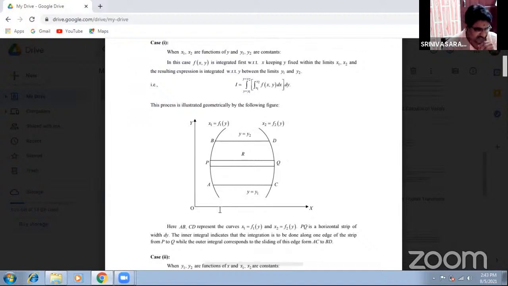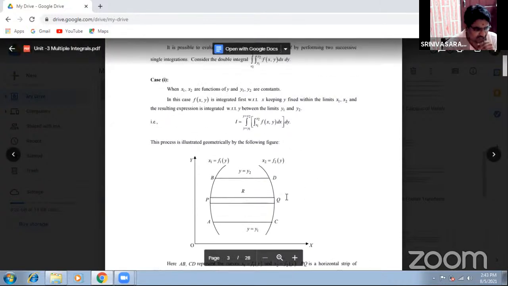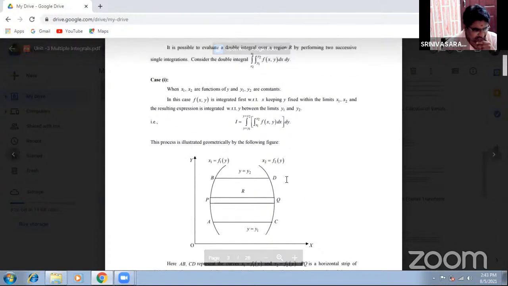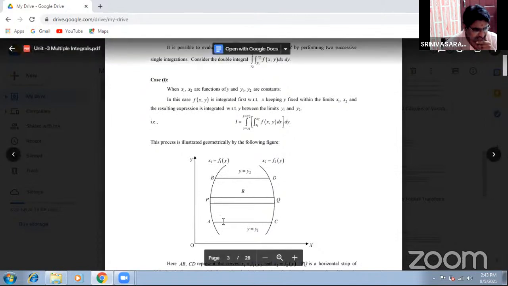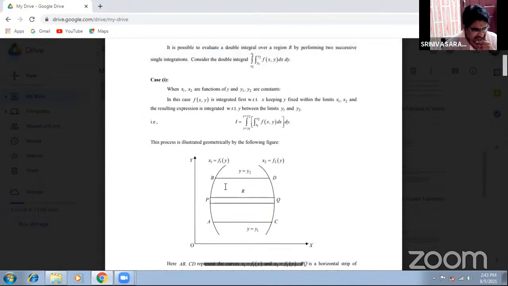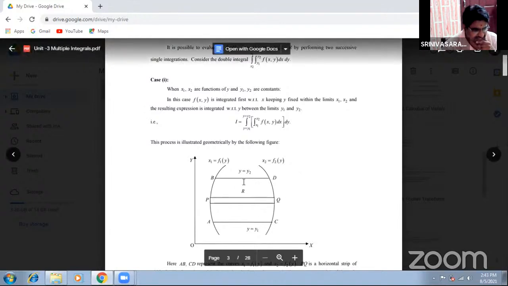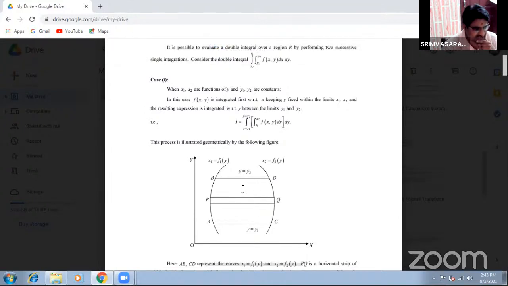Here the curve AB is one curve, and the curve CD is another curve. The connectivity between these two curves, A to C and B to D, connects the two curves. This region is called the region R. On the curve AB the midpoint is P, and on the curve CD the point in between is Q. The region lies between P and Q.